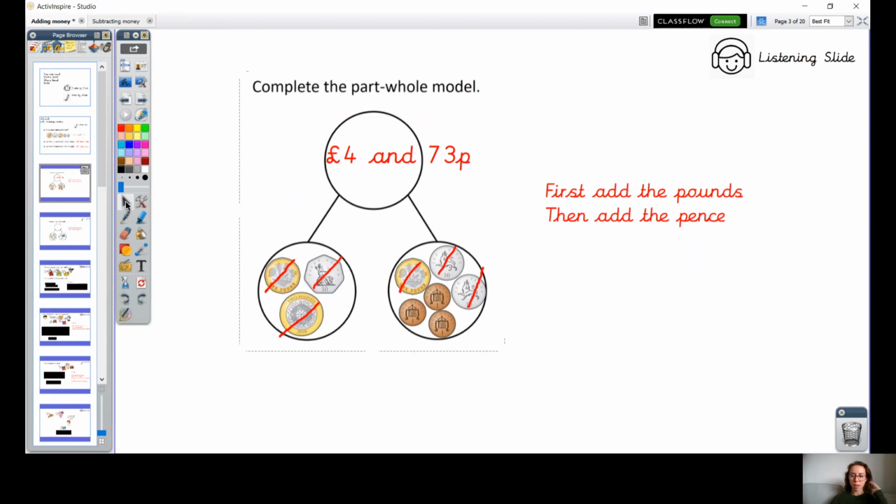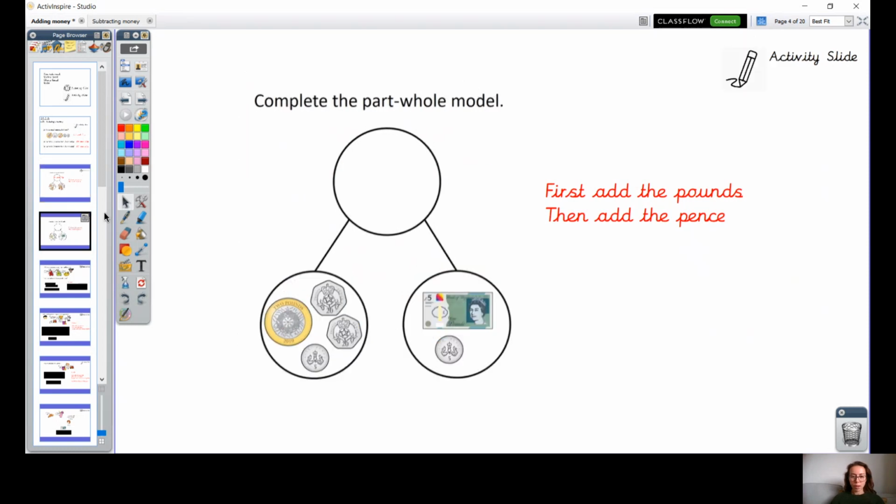If it's helpful for you to say that to yourself, please do that now. First add the pounds, then add the pence. Okay, I'd like you to have a go at one of these now. Pause the video. You don't need to write the whole part model, just write the total in your book. Pause the video, do that now.